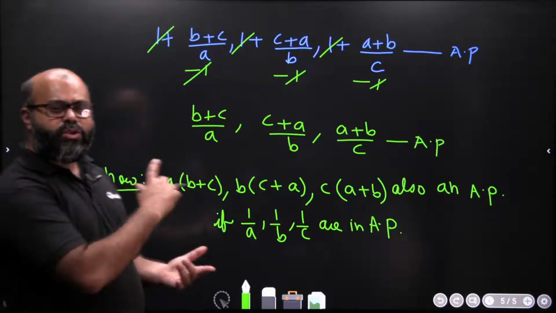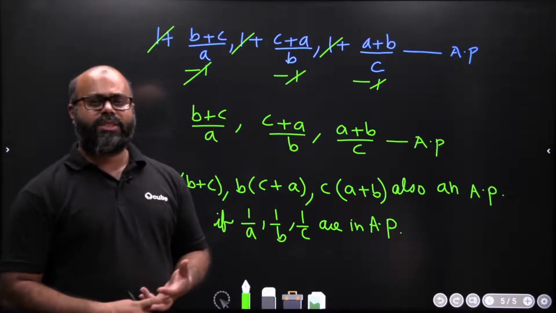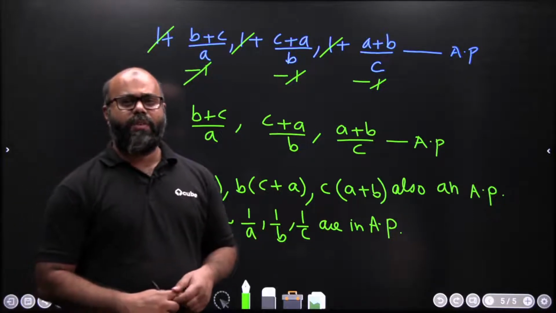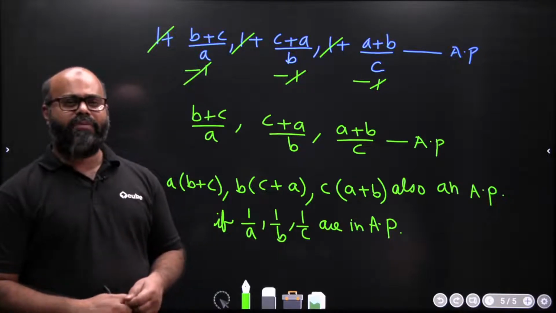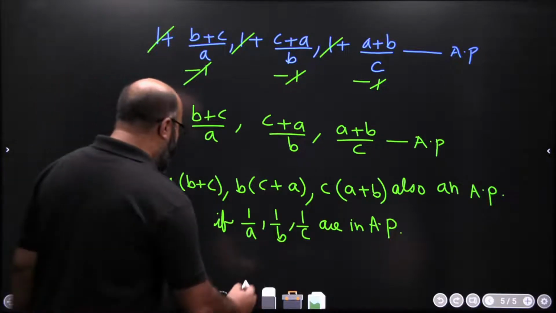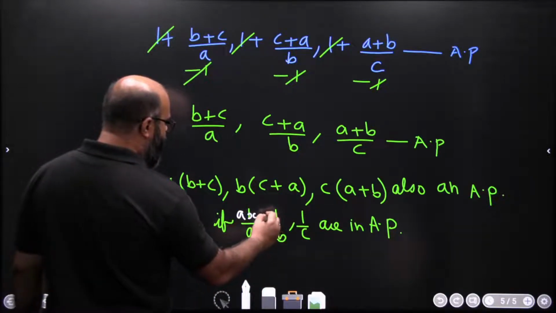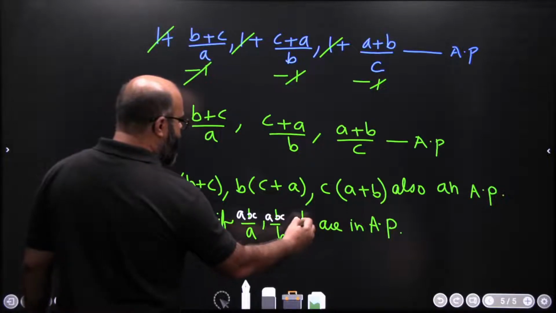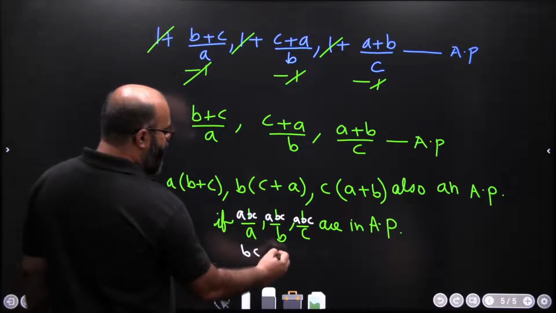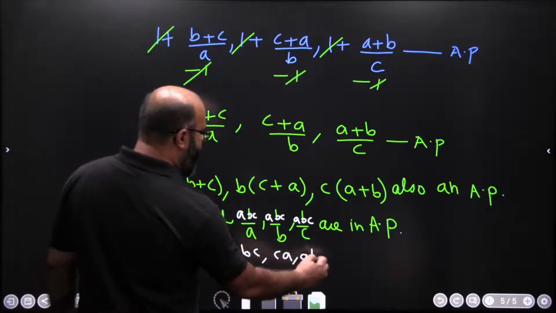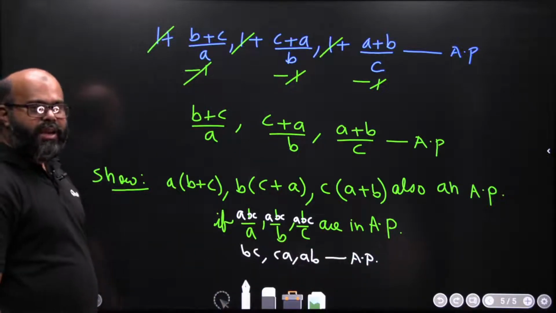Earlier in the previous question, we multiplied with A plus B plus C. In the first step it was A plus B plus C, with which we multiplied all the terms. Now here we are not multiplying with A plus B plus C, here we are multiplying with A into B into C. So if we multiply with A into B into C to all the terms, what will happen? This will be ABC, this will be ABC, this will be ABC. Now A will cancel and you get BC, you get here CA and you get here AB, and this is in AP. So BC, CA, AB are in AP.